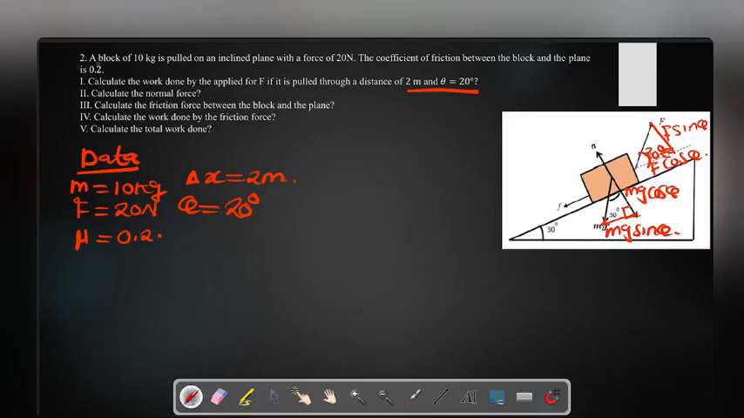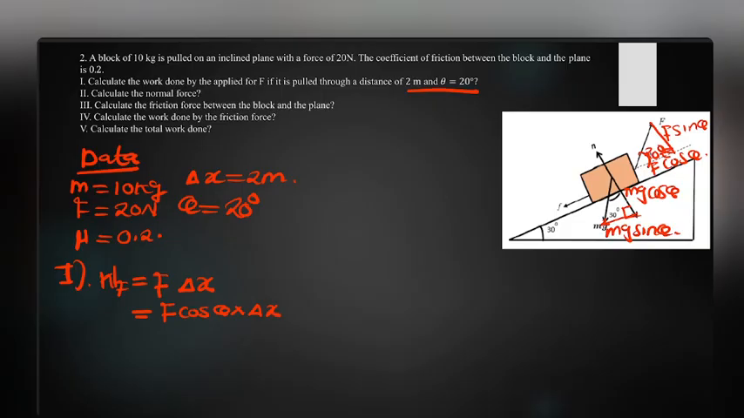So now to answer our question, we have to calculate the work done by the applied force. That is part 1 here. The work done by the applied force will be the applied force itself times the change in displacement. Remember, our applied force is being applied at an angle. So we are going to use the x component because the movement will be happening along the x, so we can't use the y component. So it will be F cos theta, then times the change in position.